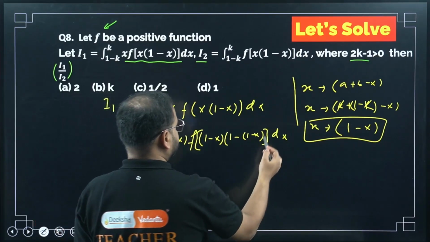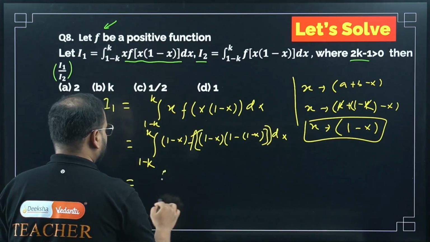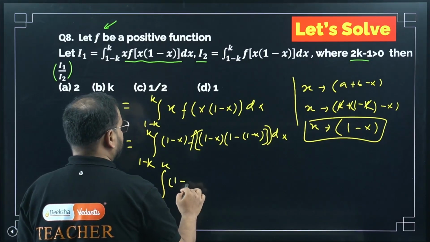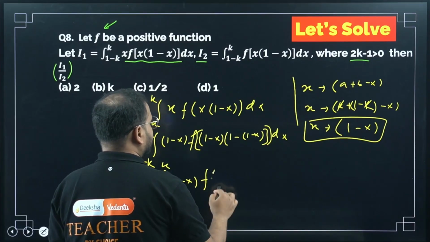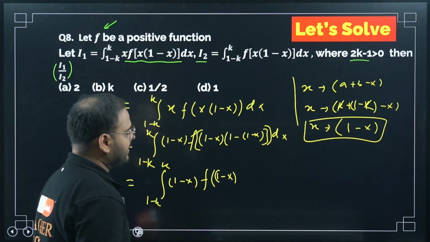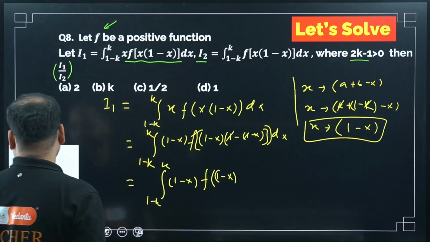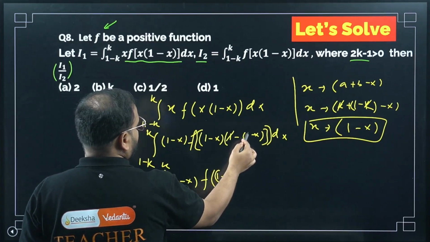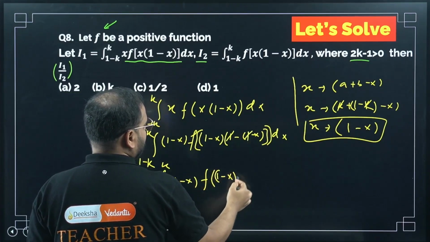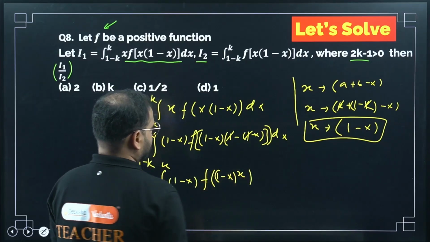Okay. Now if you see this, what am I getting? From 1 minus k to k, the 1 minus x will remain as it is. What I'm getting inside, please check. So f of 1 minus x. Now what is this? 1 and 1 will cancel, and this will become what? This is 1, right? So I can cancel this 1 and 1. I get plus x. Minus x with minus will become plus x. Same thing, okay?